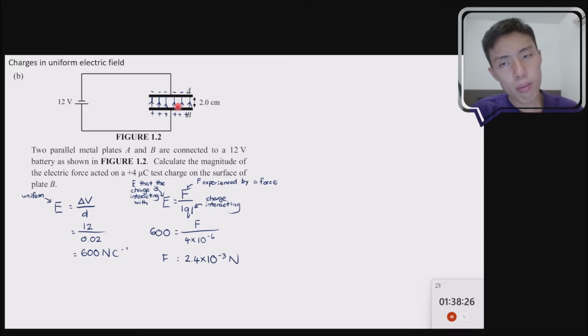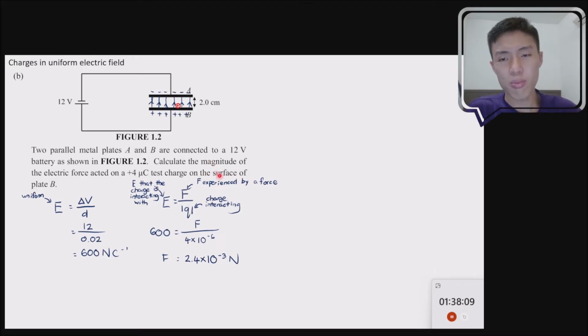The question is, if you place it anywhere else in between this region, actually you get the same force as well, because you know that everywhere in between these two plates, everywhere in this region over here, the electric field is the same. So the electric force that is experienced by the charge will still be the same as well.